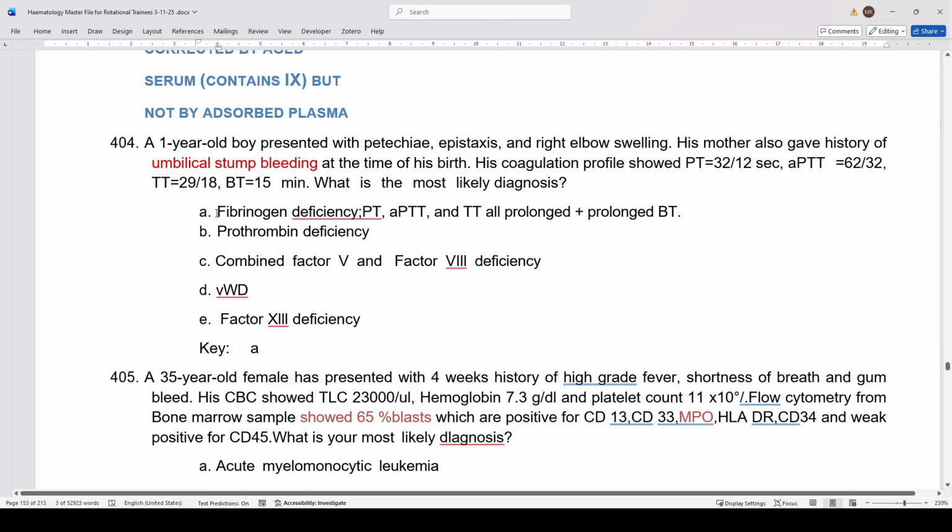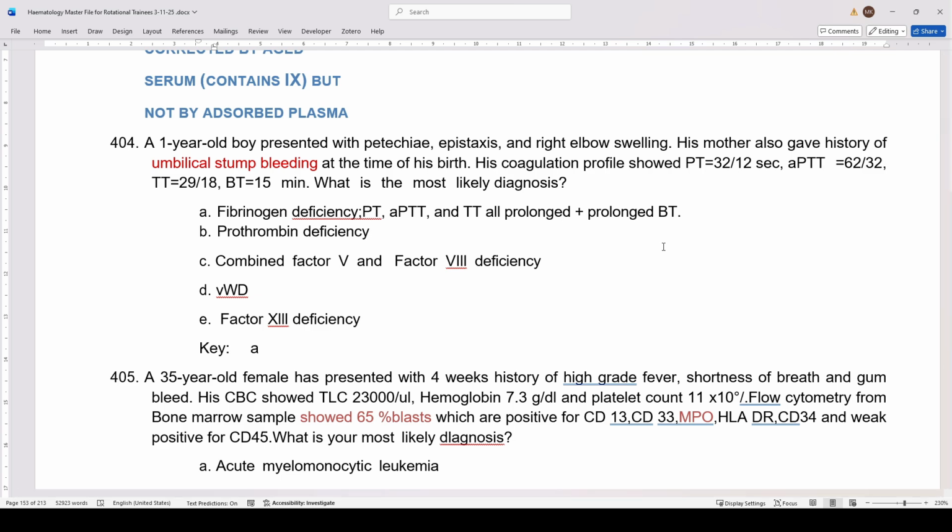First we have to suspect that it is a case of fibrinogen deficiency, as PT, APTT, TT are all prolonged and bleeding time is prolonged. Why is bleeding time prolonged? Because when there is platelet aggregation between two platelets, we have GP 2B3A receptors on the platelets, and in that process fibrinogen is used. So fibrinogen is important for aggregation of platelets. When there is no fibrinogen, there is a problem in aggregation and bleeding time will be prolonged. This is the reason behind that.